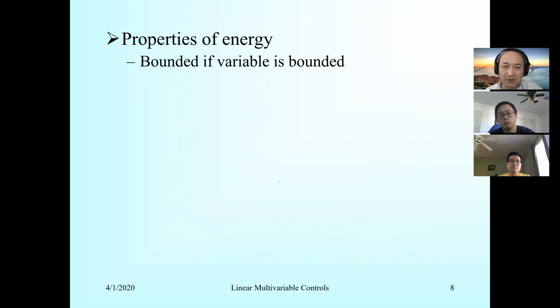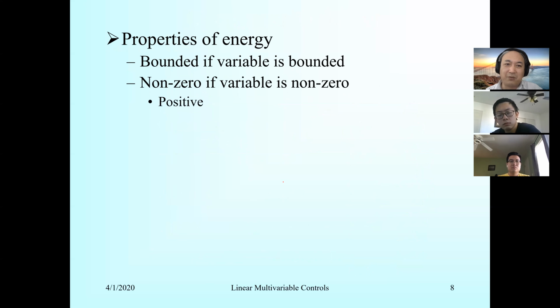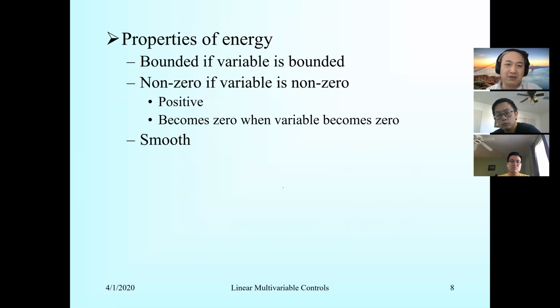If the variable is bounded, of course, it's a square, right? So it's not 0 if the variable is not 0, so it's positive. And it becomes 0 when the variable is 0. So it has to be smooth, so you don't have a jump, okay? Smooth, meaning it's differentiable. And signal squared is differentiable at least, right?